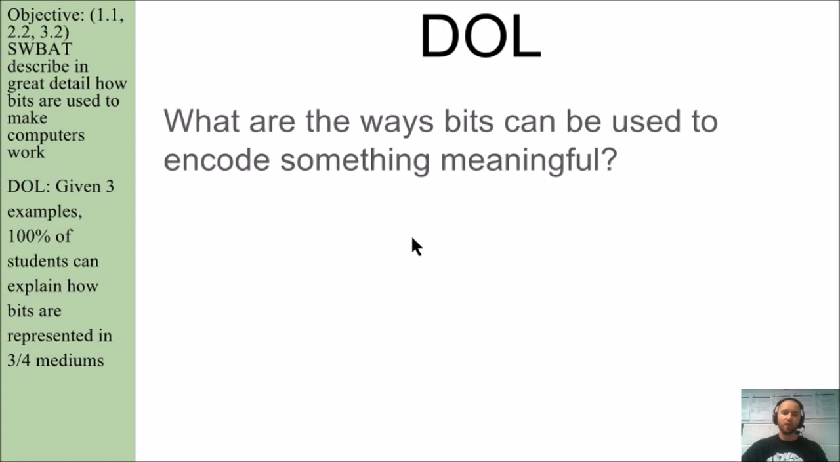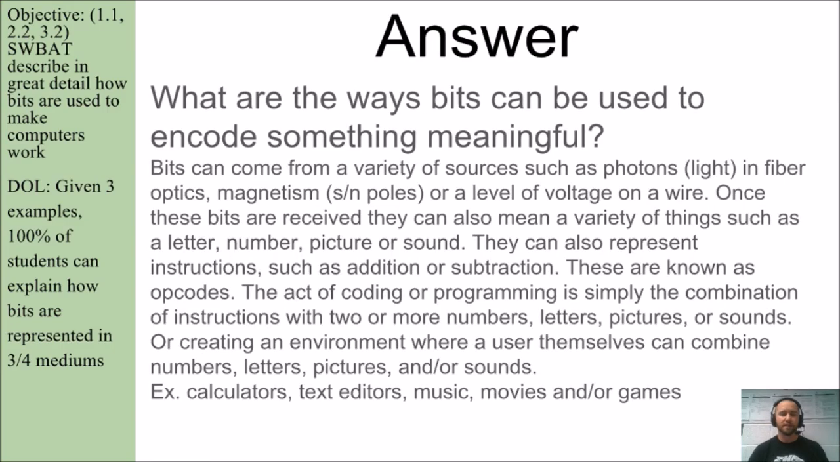So your DOL: what are the ways bits can be used to encode something meaningful? Okay, and if you struggled with this, I'm going to supply you with an exemplary answer here. Bits can come from a variety of sources, such as photons in fiber optics, magnetism, or a level of voltage on a wire. Once these bits are received, they can also mean a variety of things, such as a letter, number, picture, or sound. They can also represent instructions, such as addition or subtraction.